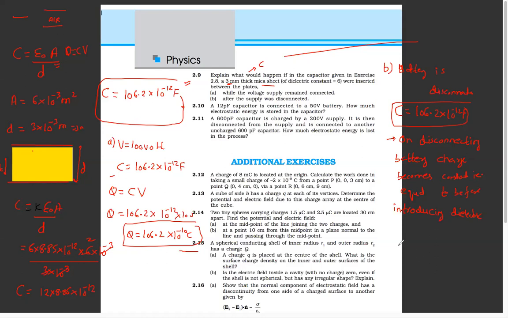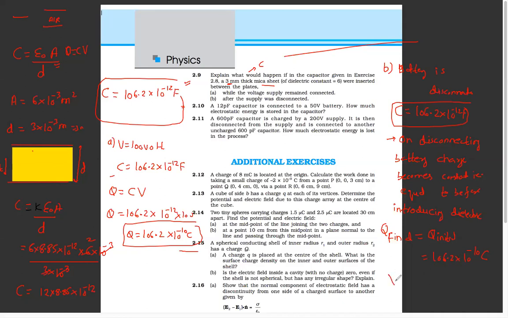What was the value of charge? 106.2 into 10 raised to minus 12. Is that charge or capacitance? Minus 12 was capacitance. I'm asking about charge. So the charge will remain the same.